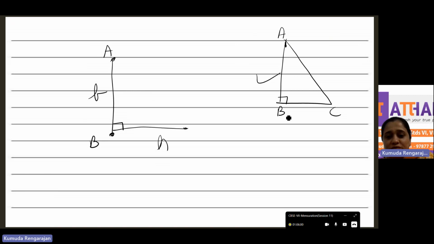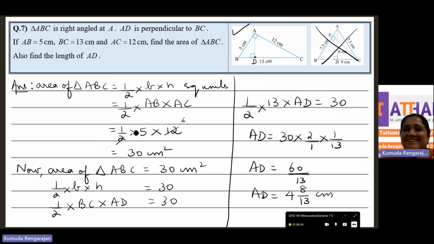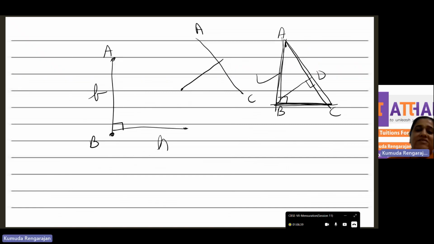Now tell me, Navneet, if you take BC as the base, which is the altitude? AB is the altitude. If you take AB as the base, which is the altitude? CB is the altitude. Now for hypotenuse AC, which is the missing vertex? B. The altitude will come from B, like this. Very good. Side, base, all are the same.